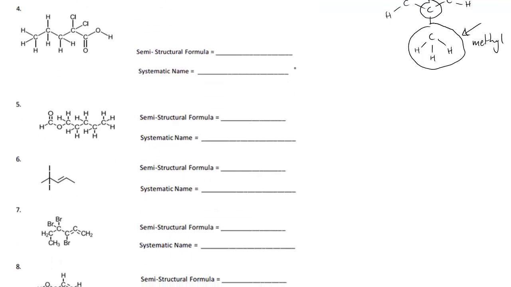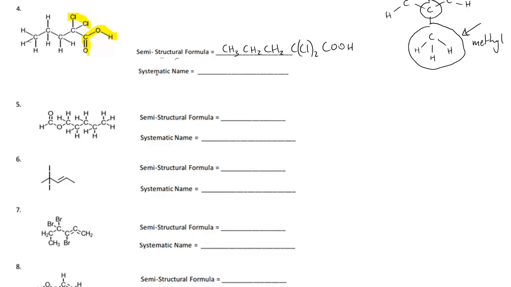Okay, so question number 4. So we have a semi-structural formula to write. We also need to provide the functional groups, which are these. And this whole thing is actually another functional group. So the semi-structural formula, CH3, CH2, CH2, CCl2, and COOH. So this is the semi-structural formula.